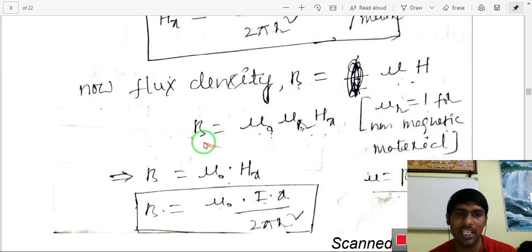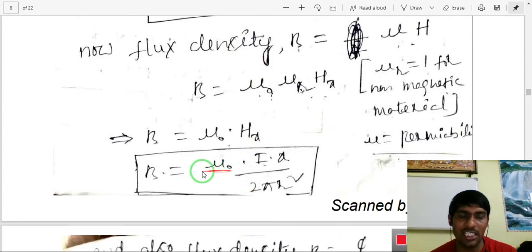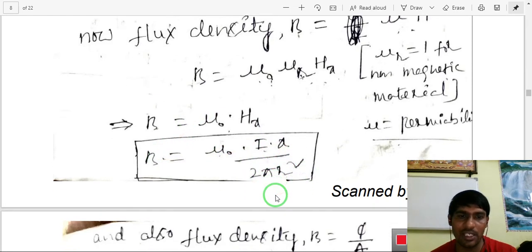So this equation can be written as B equals μ0 into μr into Hx for a small area. Here I can consider the small area, where B equals μ0 into Hx, since μr equals 1. So flux density B equals μ0 into Hx. We have already found Hx equals I into x by 2πr². That can be substituted in the flux density equation. So this equation becomes B equals μ0 I into x by 2πr².